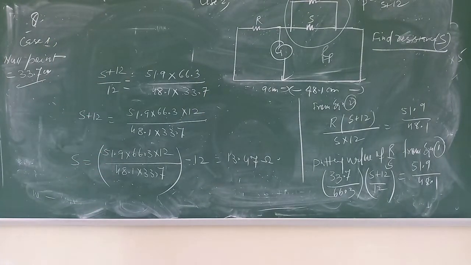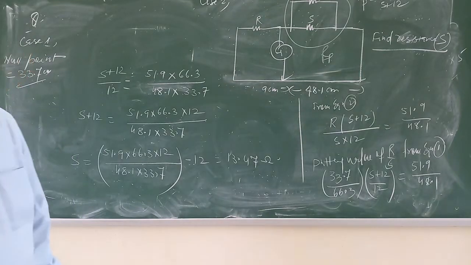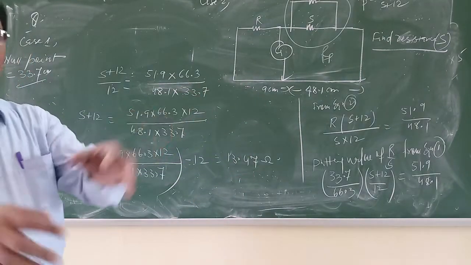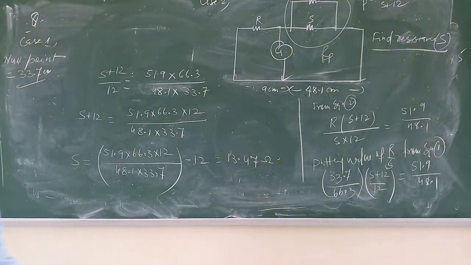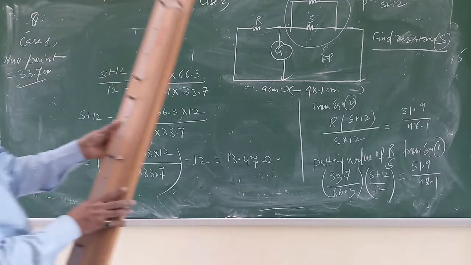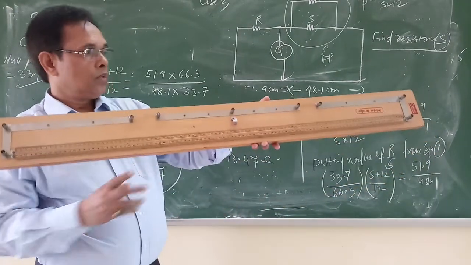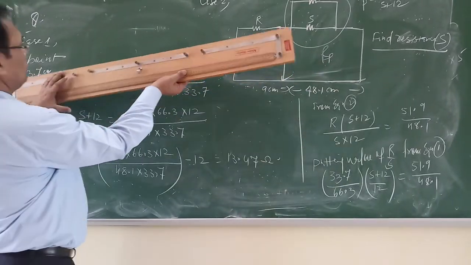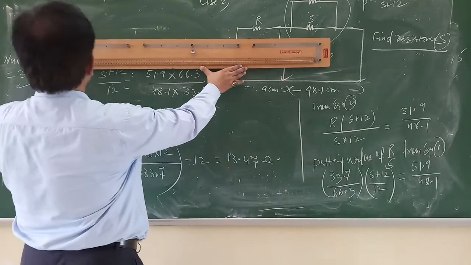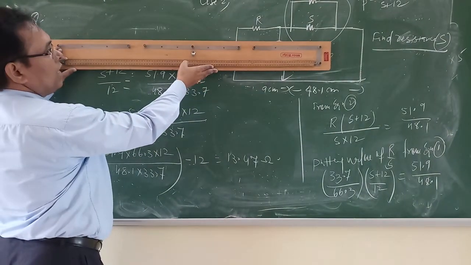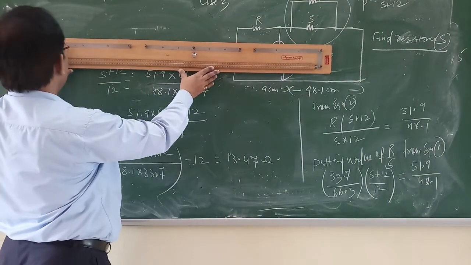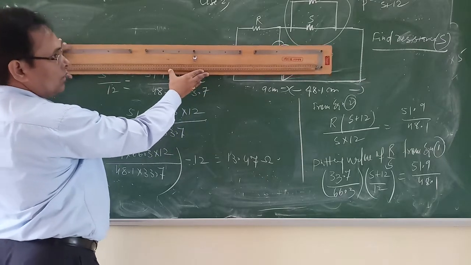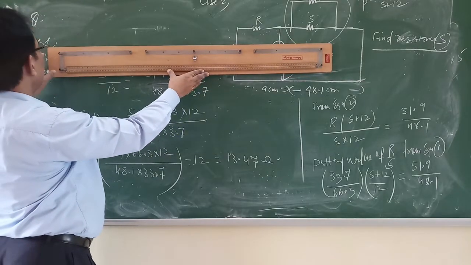So this is the method of finding the unknown resistance using a meter bridge. Now, practically, you can see the meter bridge. Actually, this is the meter bridge. This is the meter bridge wire. This wire is of 100 centimeter.